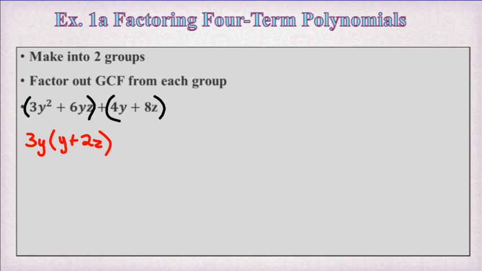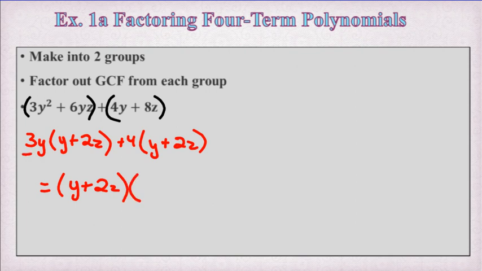And on this other side, I can factor out a positive 4, and that leaves me with a y plus 2z. Again, our goal is to make sure that our parentheses have the same factors in it, which they do. So I have y plus 2z as one of my factors, and everything on the outside forms my other one, which would be 3y plus 4.